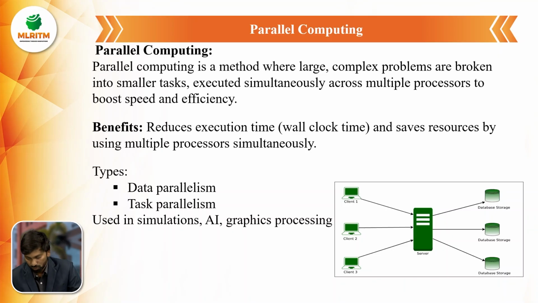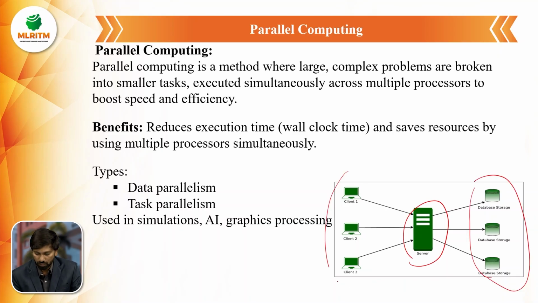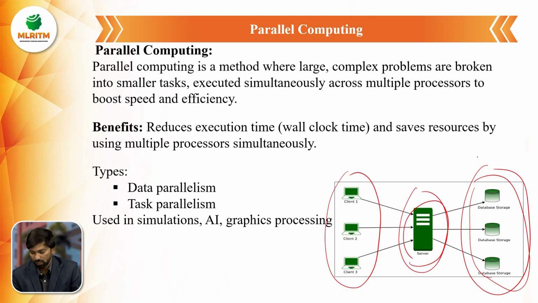Here we are seeing parallel computing. This is the server, and these are databases, and these are clients or users. The clients are using one server and different types of databases. Databases can store the data or tasks, some information. Okay. Next, the types of parallelism: first one, data parallelism, and task parallelism.